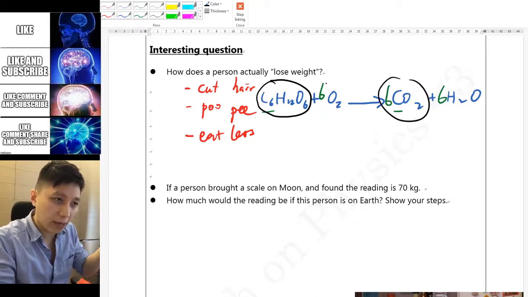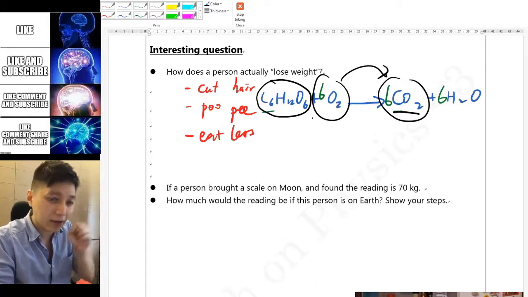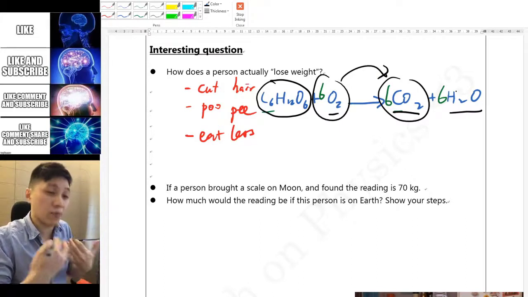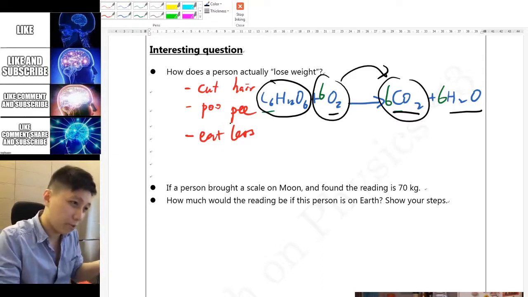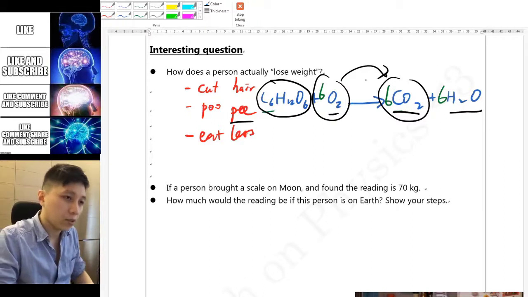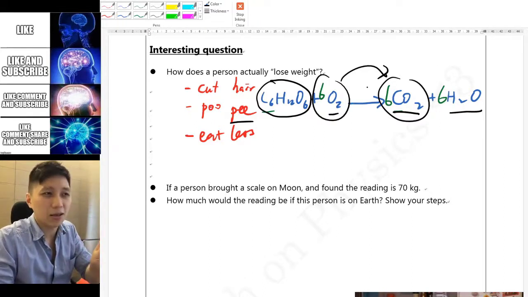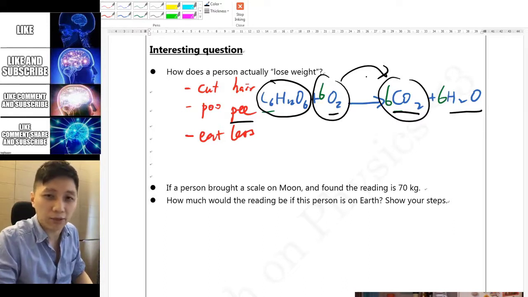Then if you compare these two, obviously CO2 is going to be heavier than O2. Well, for H2O, yes, it still stays in your body. Of course, H2O is much easier to get away from your body through pee and also sweat. So this is how you lose mass or lose weight, in the most layman terms.